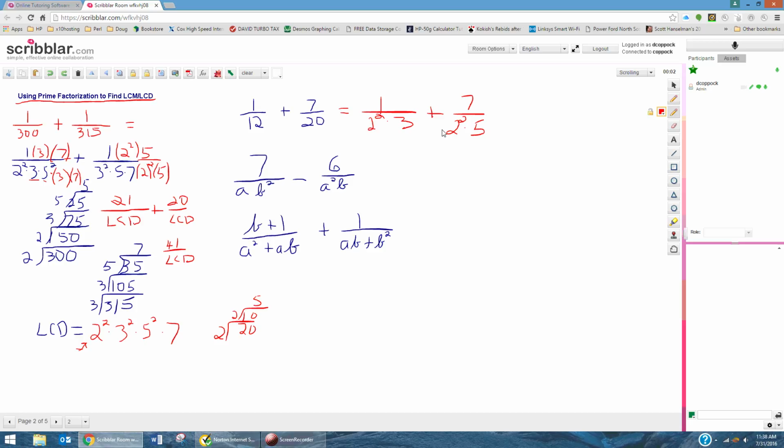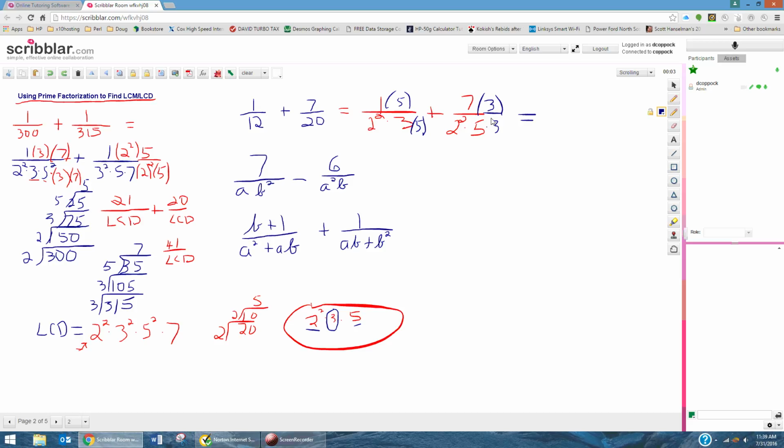So what is the LCD of these two denominators? Well, I need a 2 squared, I need a 3, and I need a 5. So what's missing from this denominator for this LCD? A 5. I'll go back to blue. I need to multiply by 5, top and bottom. What's missing from this denominator? A 3. I've already got a 2 squared and a 5, so I need this 3. I multiply the denominator by 3, I got to multiply the numerator by 3.